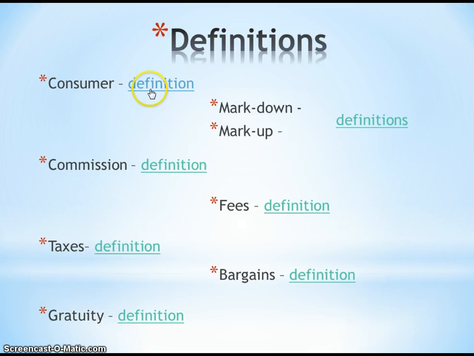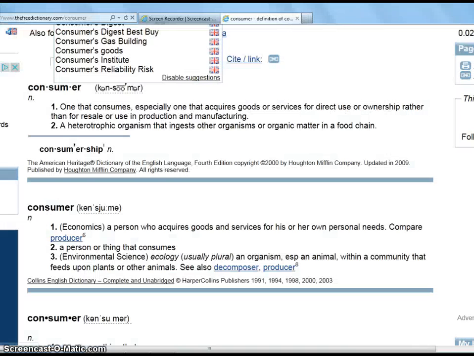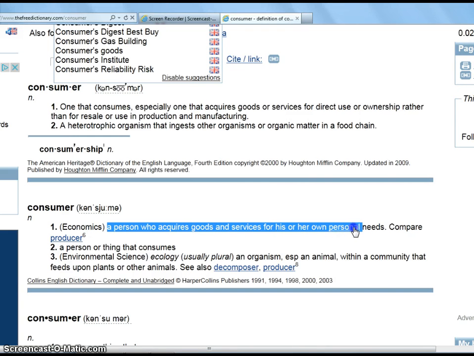We will want to know what is a consumer, a markdown, a markup, commission, fees, taxes, bargains, and gratuity. So first off is consumer. What do you think a consumer is? For us, a consumer is a person who acquires goods and services for his or her own personal needs. It is somebody who is going to go out and buy things and purchase things. When you go to Walmart, you're a customer, you are a consumer.